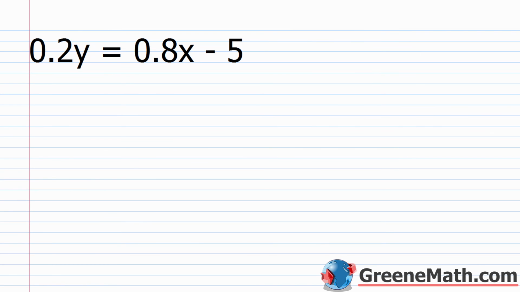What if I got something like this? 0.2y equals 0.8x minus 5. Again, the format I want is ax plus by equals c. A is greater than or equal to 0. A, b, and c are all integers. And a and b are not both 0. So again, the first thing I'm going to do is subtract 0.8x from both sides of the equation.